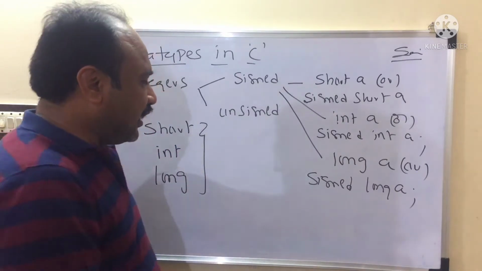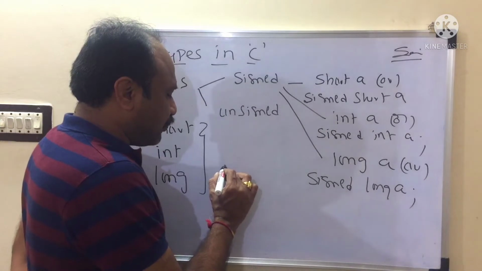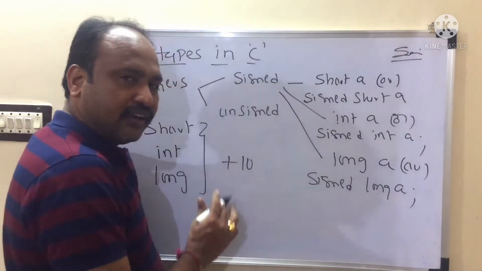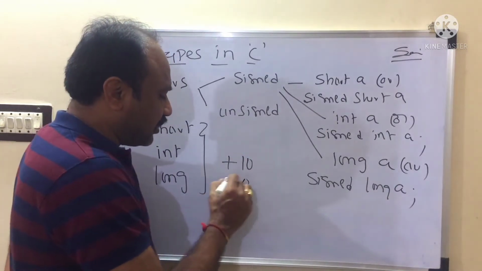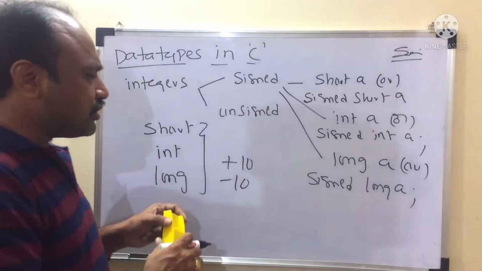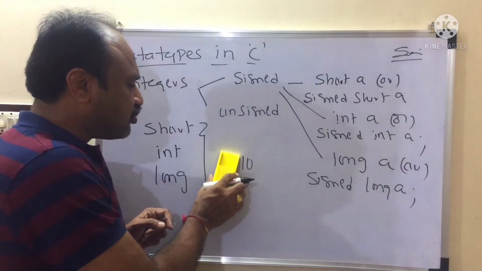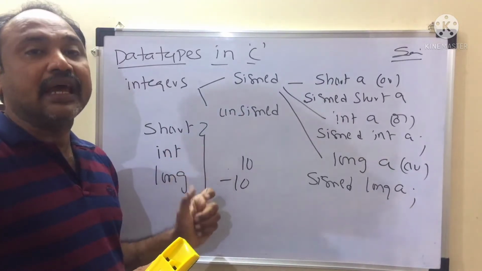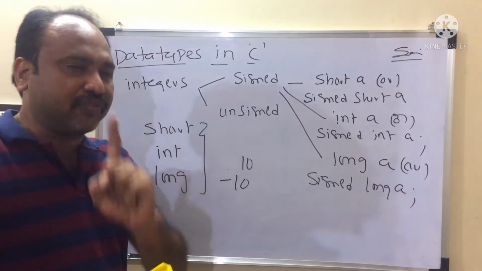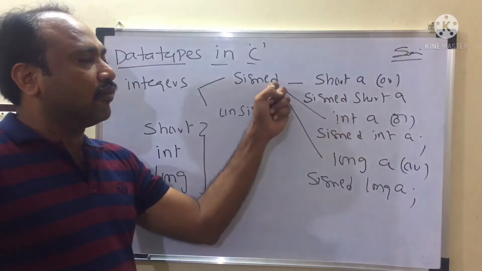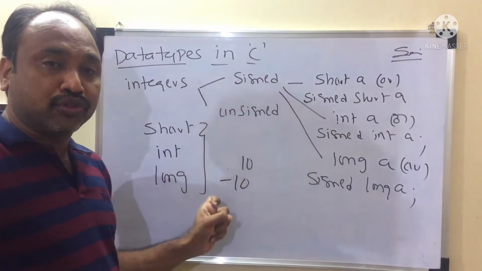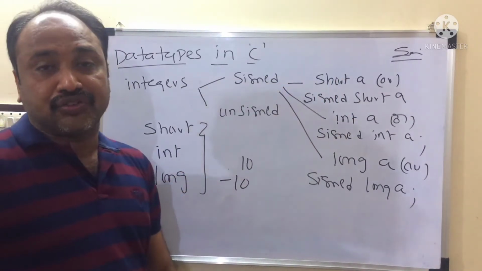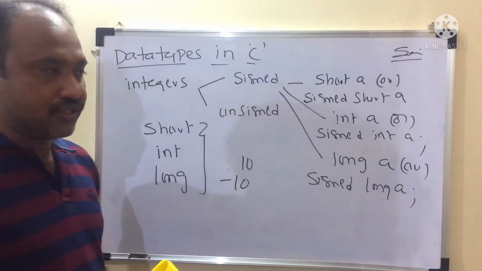Signed means it is having a sign. For example, plus 10, it is having sign. Minus 10, it is having sign. Of course, positive values may not have sign, also no problem. Signed means they may have positive sign or negative sign. Simply remember one thing: signed data types will accept both positive values and negative values.